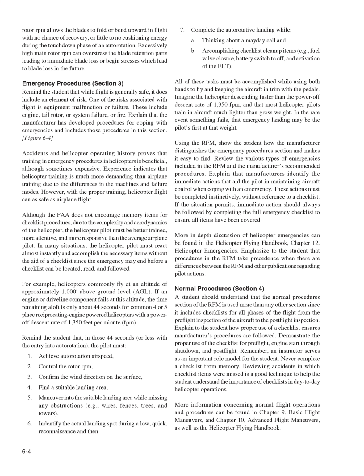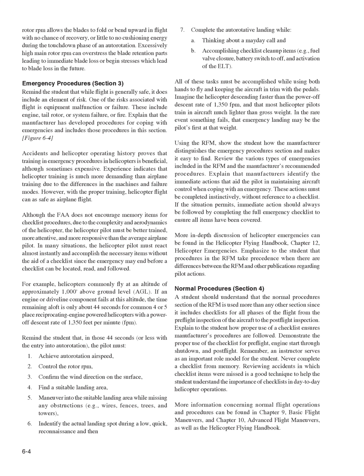Remind the student that, in those 44 seconds, or less with the entry into autorotation, the pilot must: 1. Achieve autorotation airspeed, 2. Control the rotor RPM, 3. Confirm the wind direction on the surface, 4. Find a suitable landing area, 5. Maneuver into the suitable landing area while missing any obstructions, for example, wires, fences, trees, and towers, 6. Identify the actual landing spot during a low, quick reconnaissance, and then 7. Complete the autorotative landing while A. thinking about a mayday call, and B. accomplishing checklist cleanup items, for example, fuel valve closure, battery switch to off, and activation of the ELT.